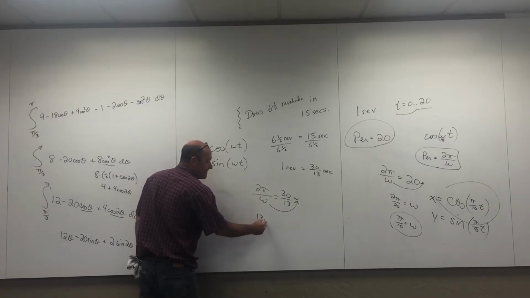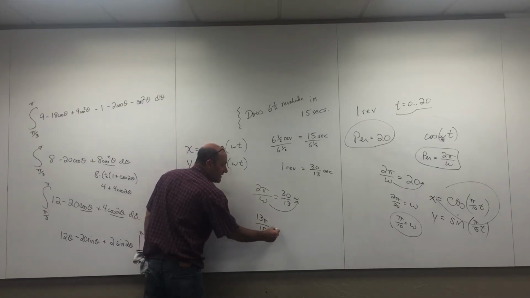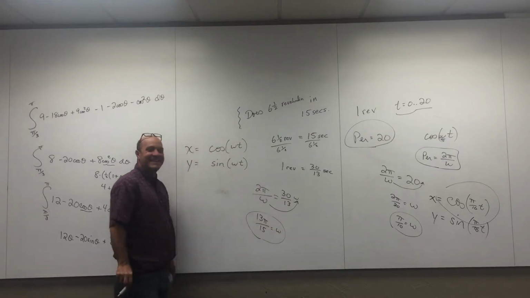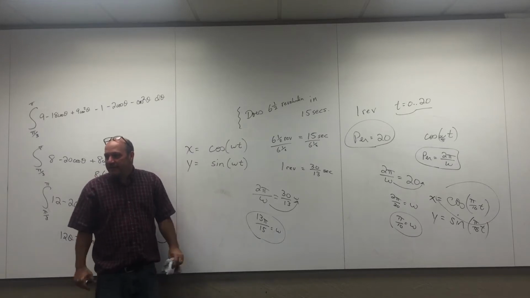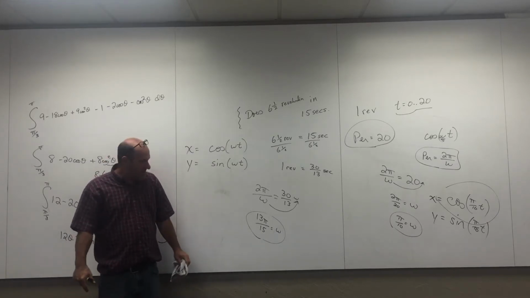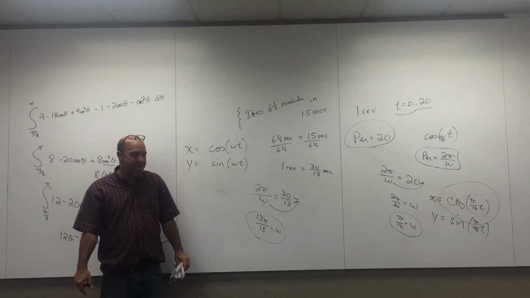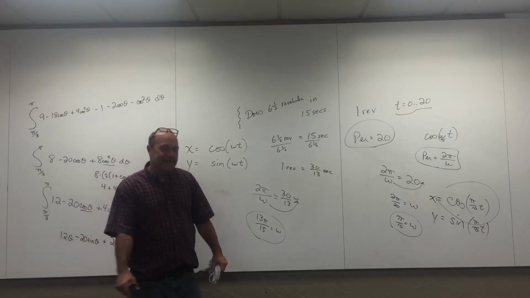Do 26 pi over 30? Good, or 13 pi over 15 if you reduce it. That's so 2 pi divided by that. Cool. So as nasty as the numbers might be, you can do it. That's awesome. I like those problems.